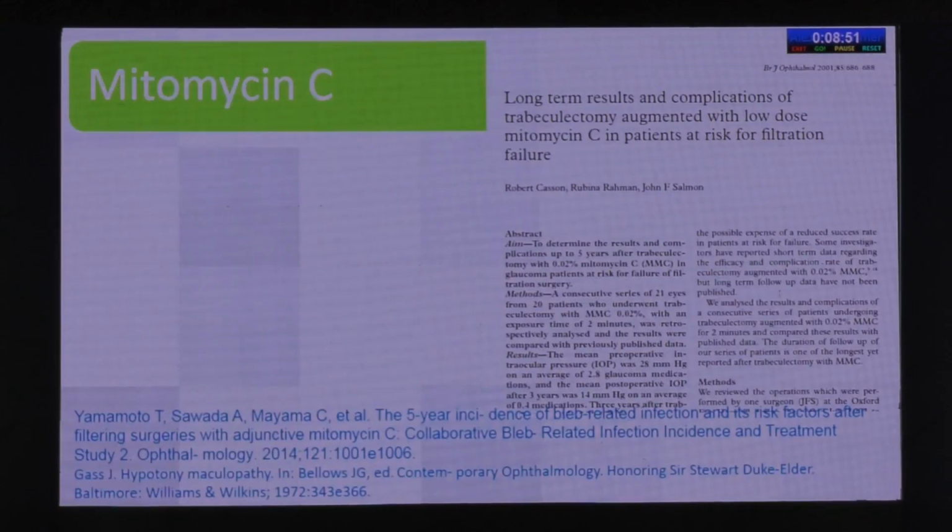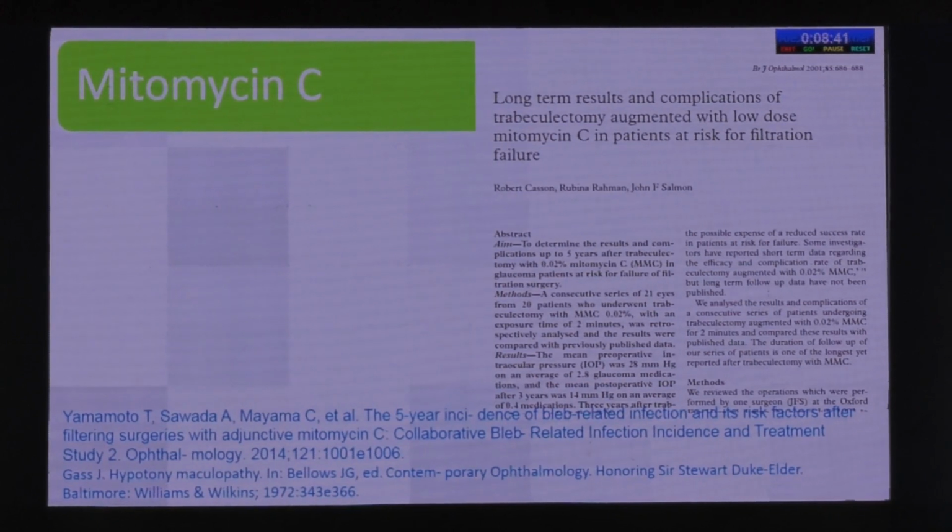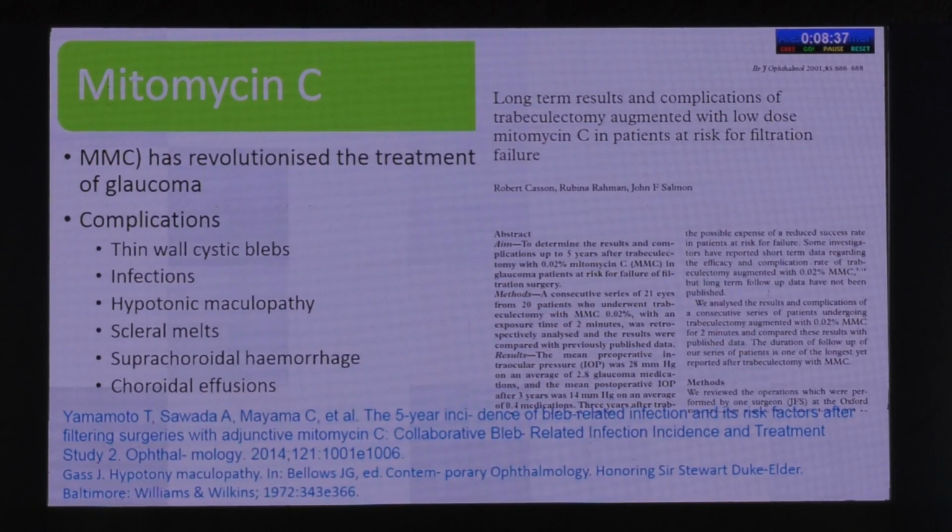Nowadays, mitomycin C actually gives very good results, and the majority of glaucoma specialists are using mitomycin C in different dosages and different durations depending on the case, and it has definitely revolutionized the treatment. But there are definitely complications associated with the usage of mitomycin C also, and we have seen thin wall cystic blebs, blebitis, hypotonic maculopathy, scleral melts, and sometimes suprachoroidal hemorrhage or choroidal effusions.